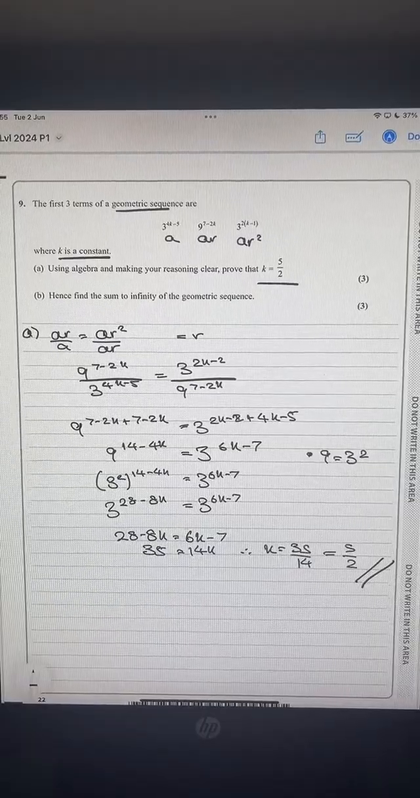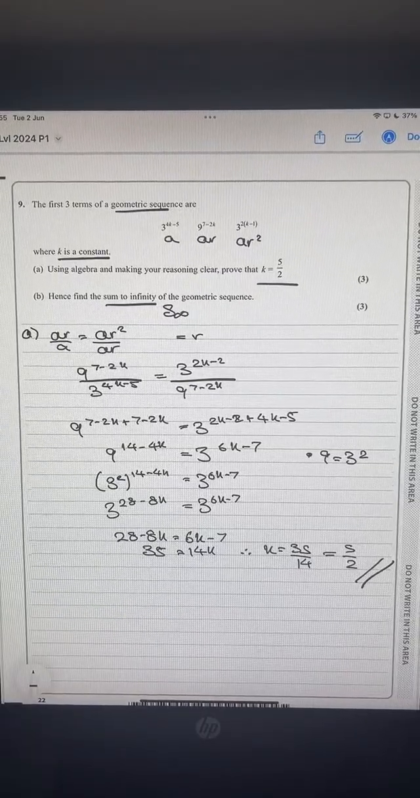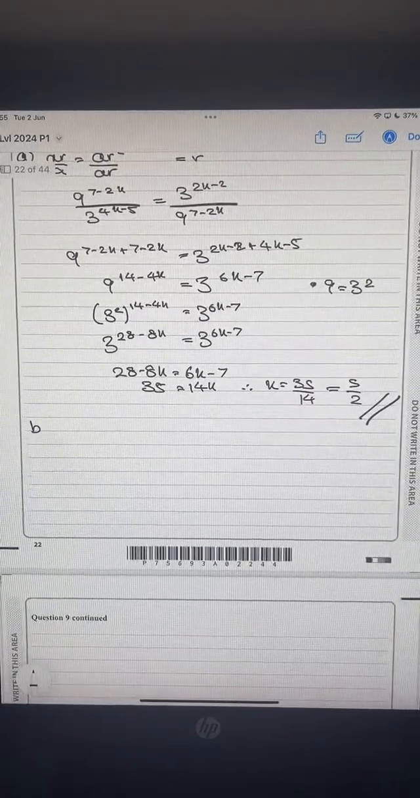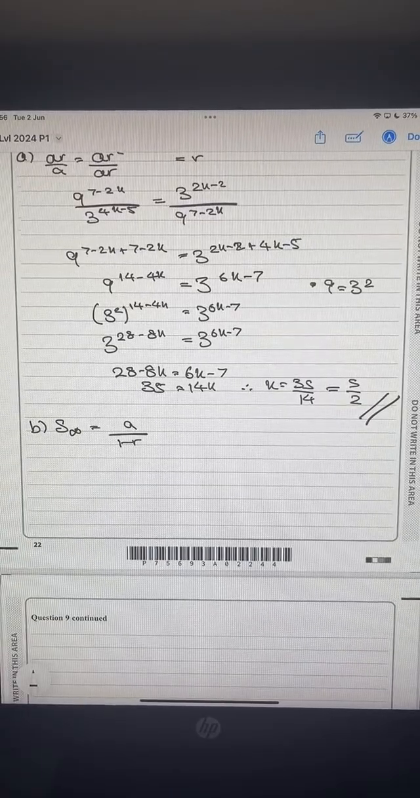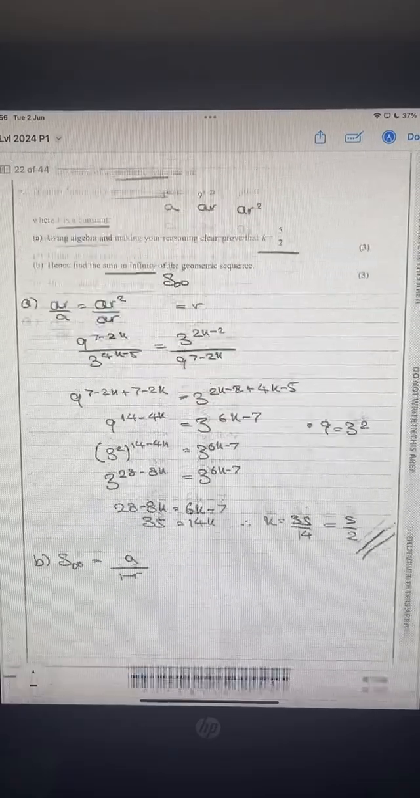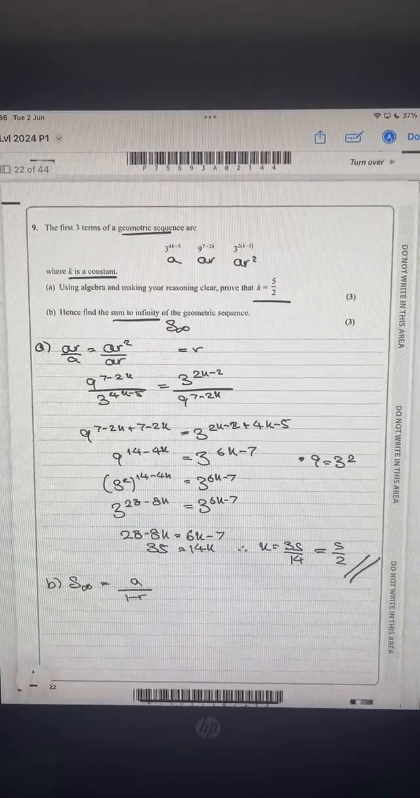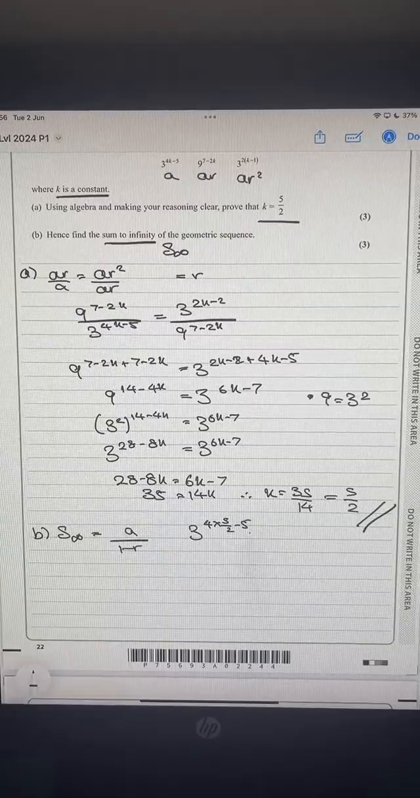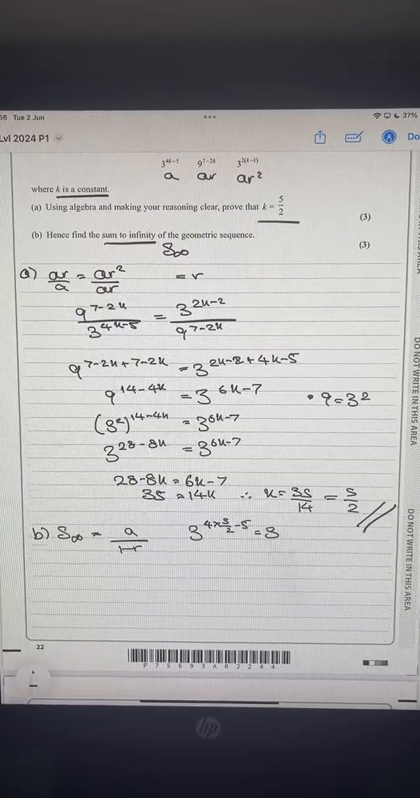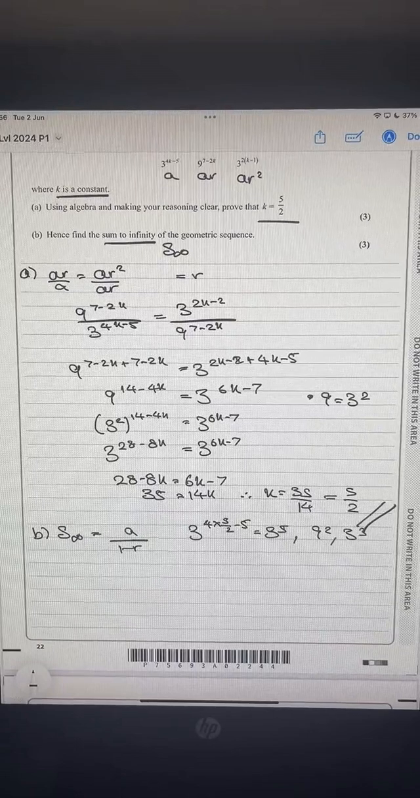So for part B, hence find the sum to infinity. This should make you happy because it's a pretty standard formula of the geometric sequence. We know that the formula for the sum to infinity is a over 1 minus r, probably one of the easiest formulas you need to memorize. I'm going to first write out what my actual sequence is, knowing my value of k. So in my calculator, I do 3 to the power 4 times 5 over 2 minus 5, and I get 3 to the 5. I just do that for all of my values, and I have 3 to the 5, 9 squared, and 3 cubed.